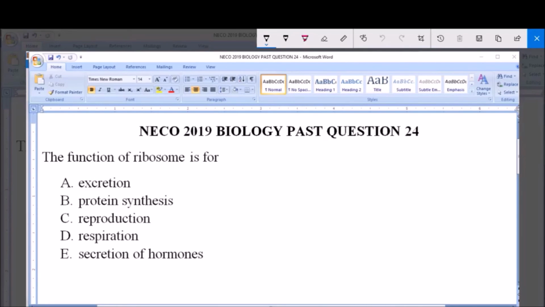I'll be answering NECO 2019 Biology Past Question 24. The function of ribosome is for: A. Excretion, B. Protein synthesis, C. Reproduction, D. Respiration, and E. Secretion of hormones. Now they are asked to find the function of ribosome, and like we know, ribosome is a cell organelle.